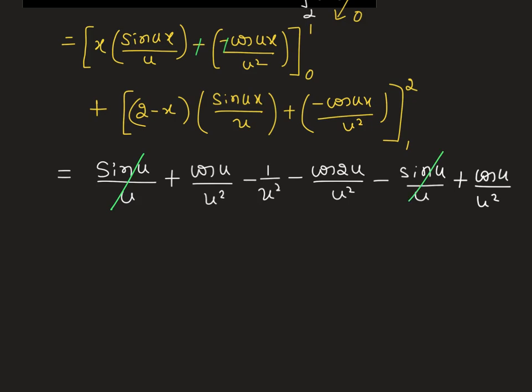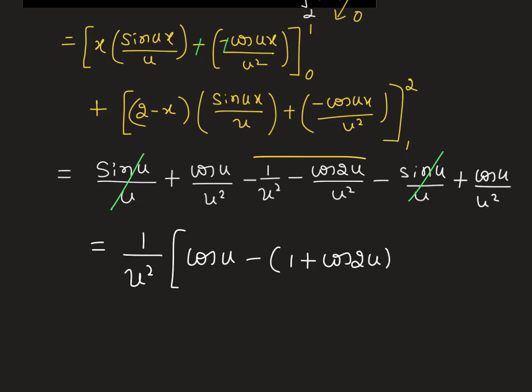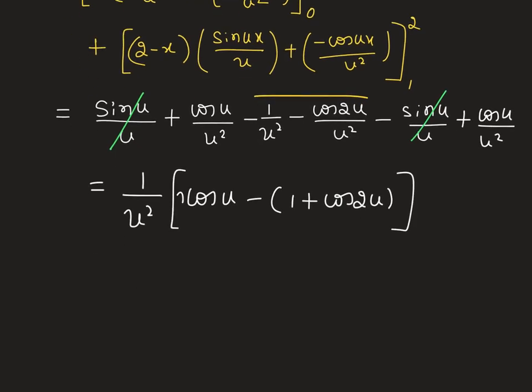gets cancelled, and you can write this as overall 1 by u square is common. 1 by u square is common, and I can write this as cos u, and making these two combination we can write minus of 1 plus cos 2u. So then 2 cos u, we have overall 2 cos 2u. So then I can simplify that. This is what 1 plus cos 2u is, 2 cos square u.